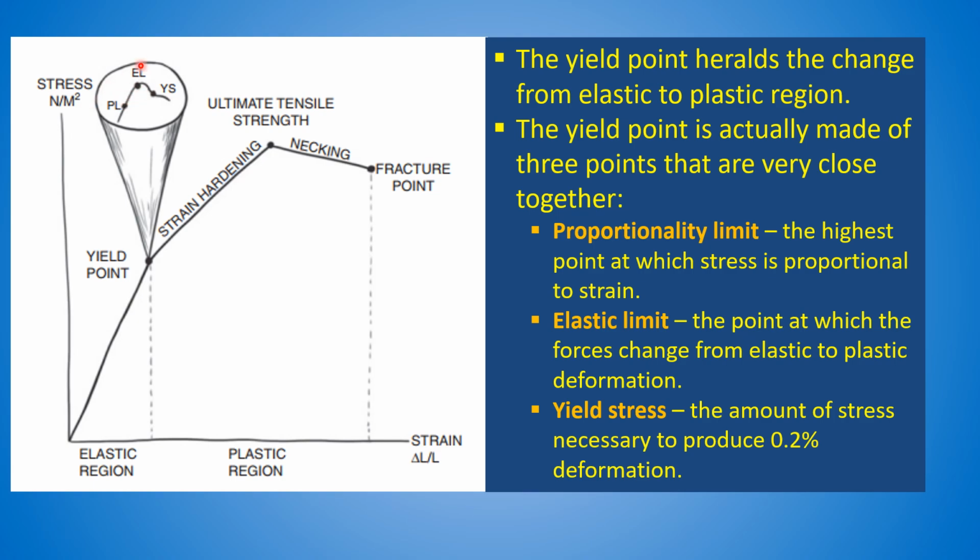Now, between the elastic limit and the yield stress, or what is known as the yield stress, you need the amount of force that will produce 0.2% of deformation. So, the yield stress is actually the amount of force required to produce 0.2% of permanent deformation.